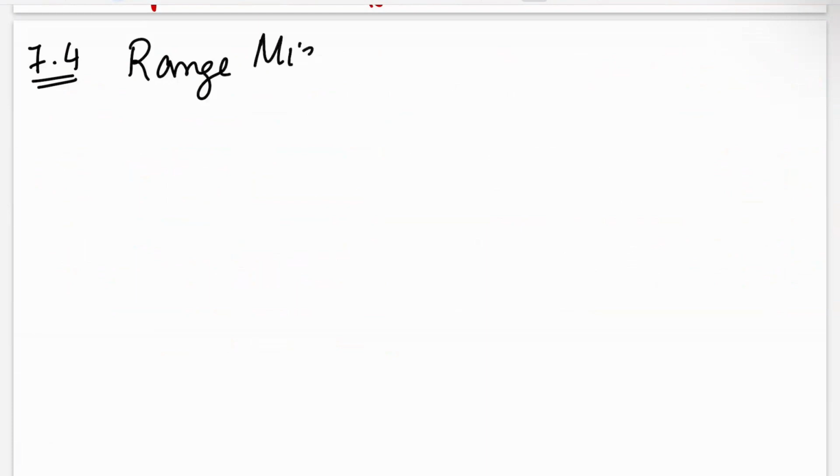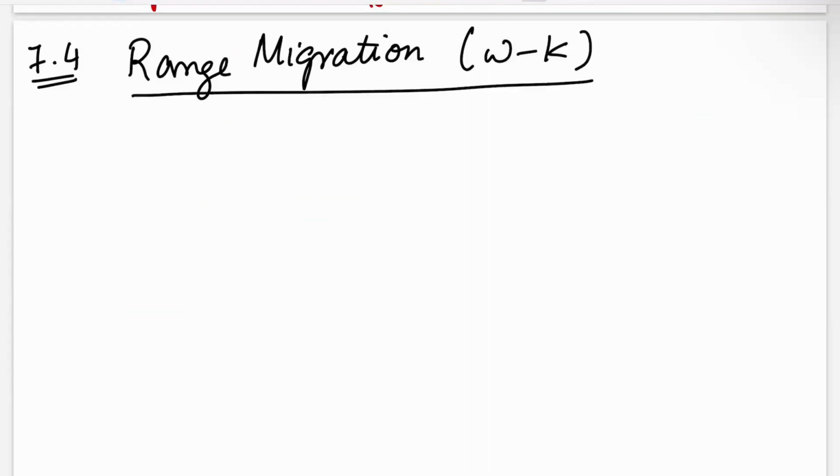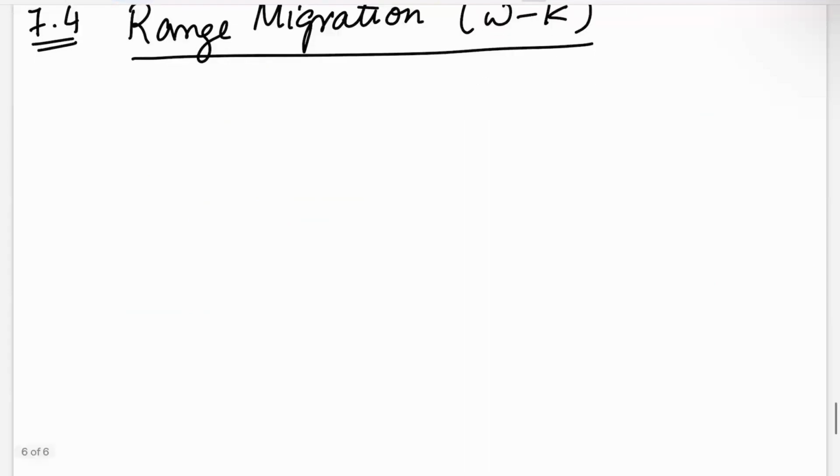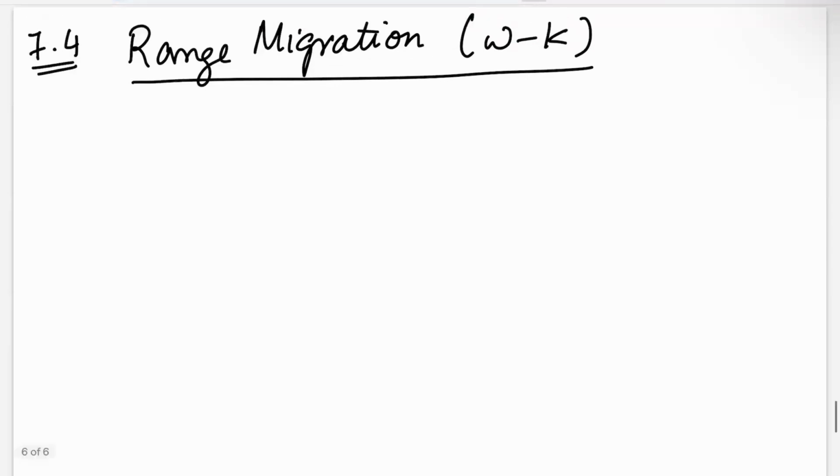So I'll call this range migration or omega k, same thing. Earlier, we took the Weyl identity and inserted it into the signal model. Then we rearranged the integrals, removed some of those constant, slowly varying terms, and we saw that it takes the form of the FFTs, right? So in this case, we don't use the Weyl identity. We directly apply the Fourier transform.